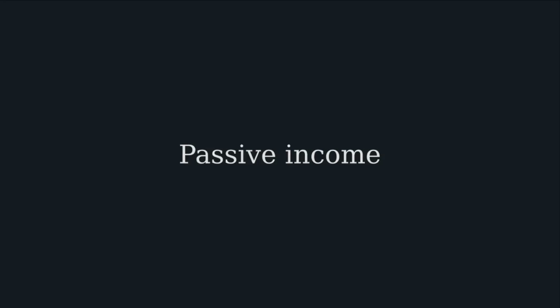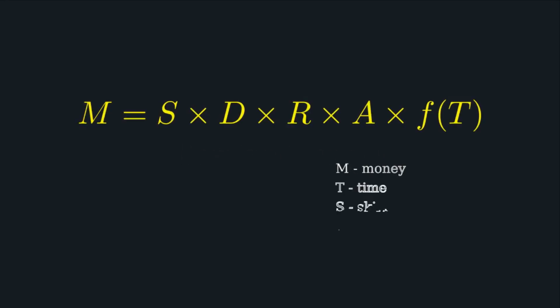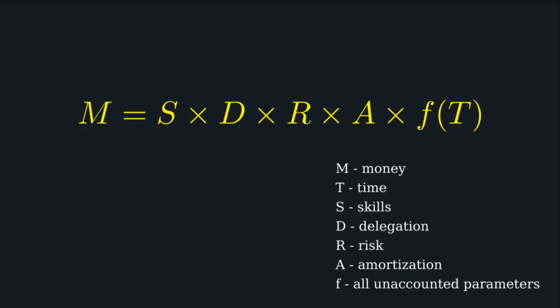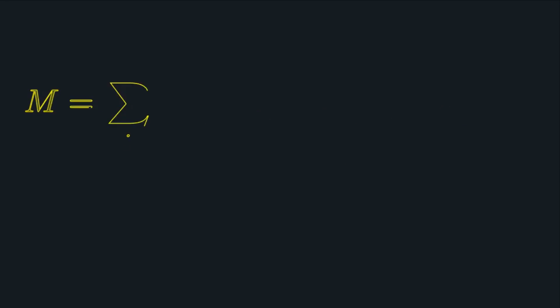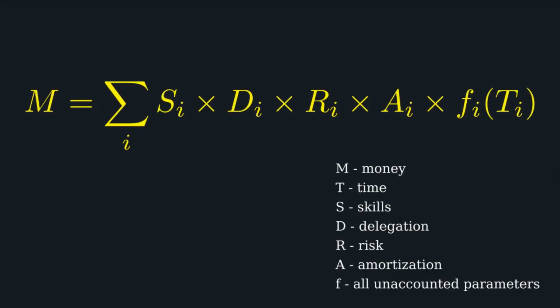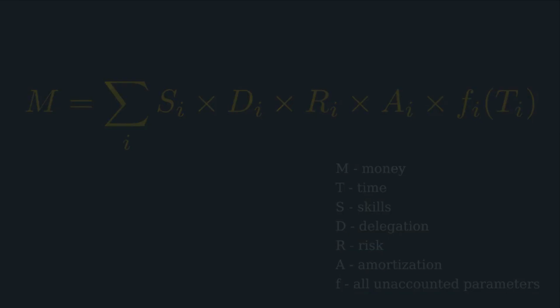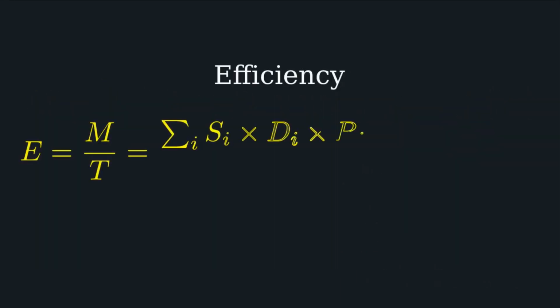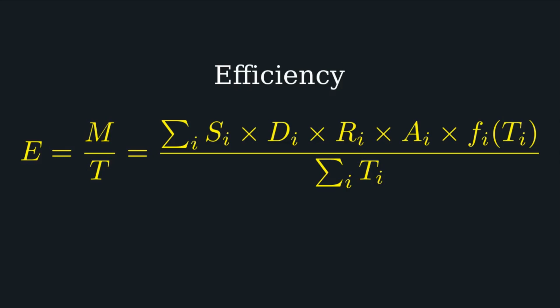We have almost the final formula. Function F contains all unaccounted parameters. Anyone can have multiple cash flows. For example, having several jobs, freelancing on weekends and some kind of savings account. Then our final formula will look like this. And this is what efficiency looks like. The more E, the better. That is, the more expensive you sell your priceless time.